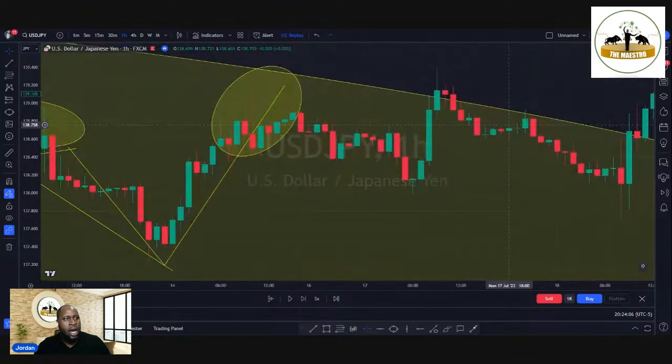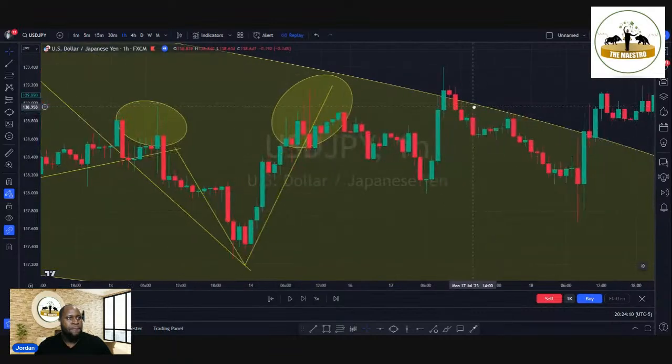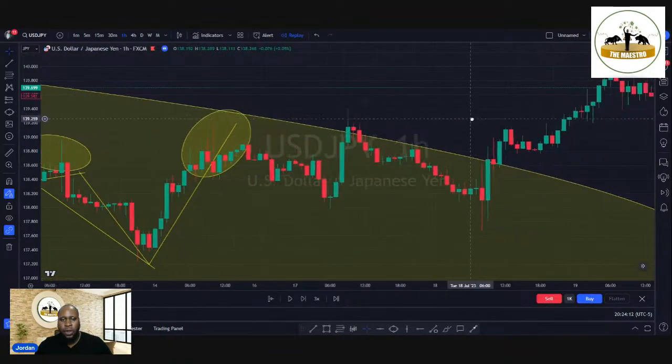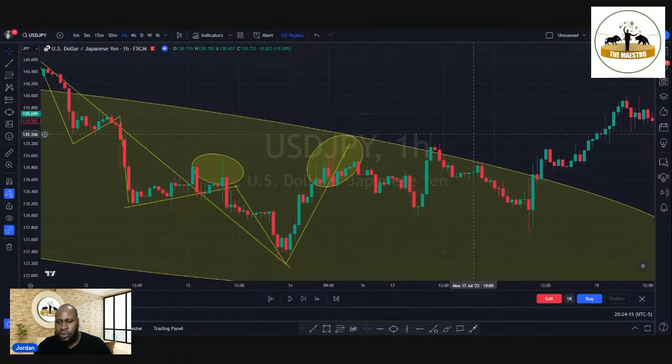What do I have to see on an uptrend for an uptrend to be valid? You guys let me know. I'll give you a minute. What do I have to see on an uptrend for an uptrend to be valid?